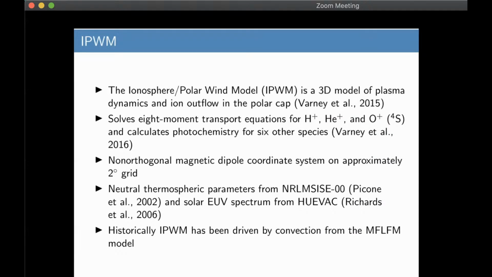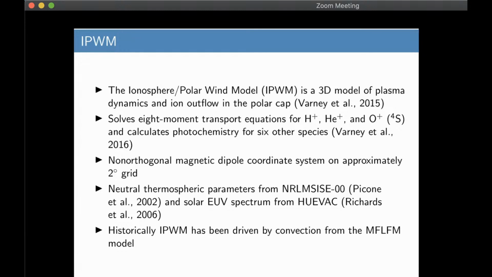So the next step was to attempt to model this phenomenon. We're using the Ionosphere Polar Wind Model, or IPWM. It's a 3D model of plasma dynamics and ion outflow in the polar cap. It solves an 8-moment transport equation for hydrogen, helium, and oxygen ions, and calculates photochemistry for 6 other species. It does this on a non-orthogonal magnetic dipole coordinate grid. It has variable grid spacing, but for this presentation, we're using approximately a 2-degree grid. Neutral parameters come from MSIS and EUV from HUBAC.